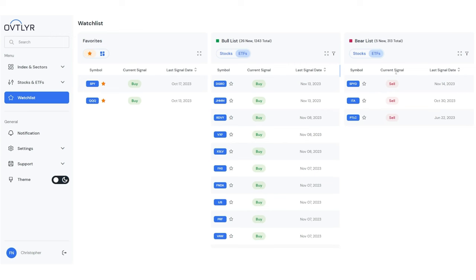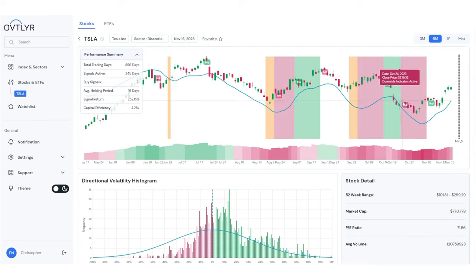OVTLYR covers most liquid stocks and ETFs, helping you diversify your portfolio across sectors and risk levels. This AI trading assistant will help you interpret market trends like a pro. See this blue line? That's the price trajectory oscillator, and it predicts where the stock price is headed so you can trade with confidence. Let's break down the color coding for overlays.